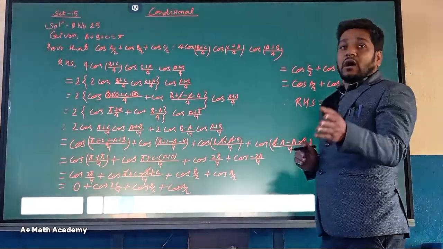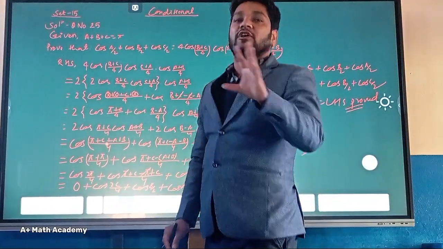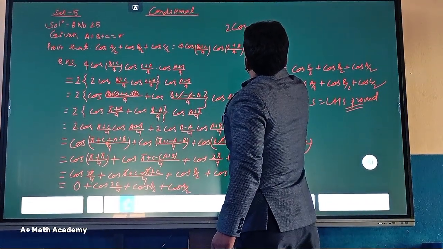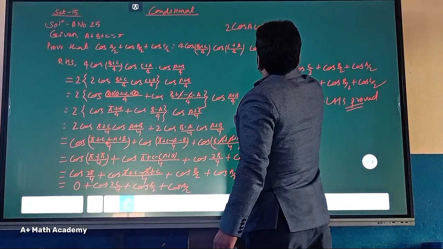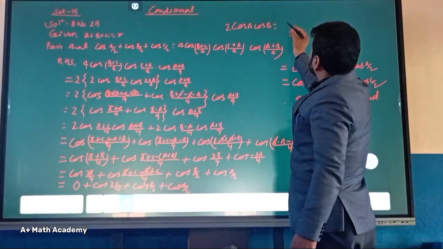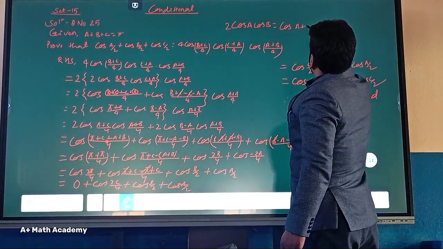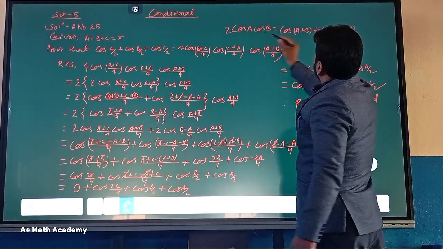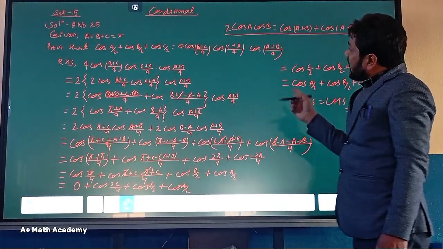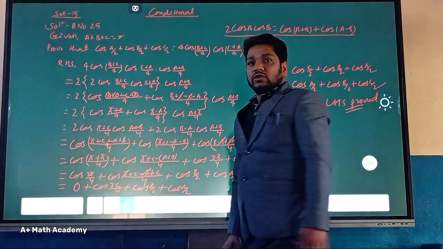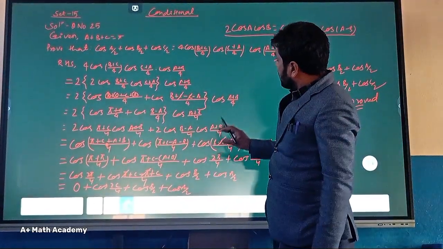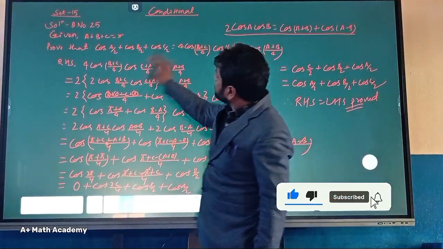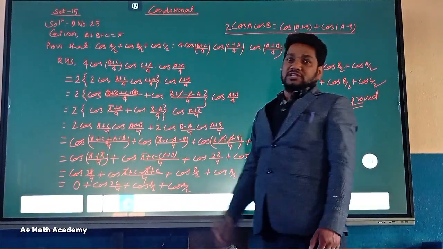It is very easy. We just use one formula, the transformation formula 2 cos A cos B equals cos (A plus B) plus cos (A minus B). We use this formula and this condition to prove this question, and we proved it. You can also solve this question once. It is confusing, but it is easy. Okay, thank you.